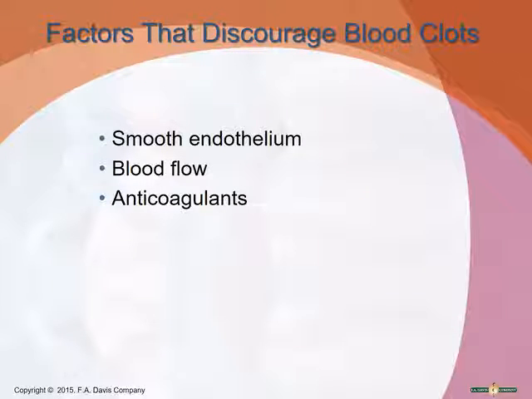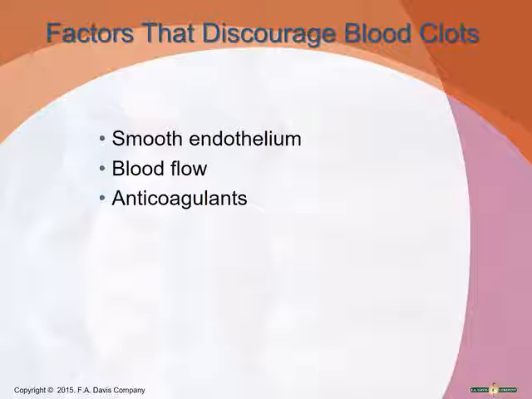Some things that can prevent blood clots from happening. The first one, the smooth endothelium. The inside of your blood vessels has to be smooth. That layer of epithelial tissue that's inside your blood vessels needs to be smooth so that the platelets don't think it's a break and start to stick to it and make a blood clot. Because we don't want unwanted blood clots inside your blood vessels. We only want clots if there's been a break in them.